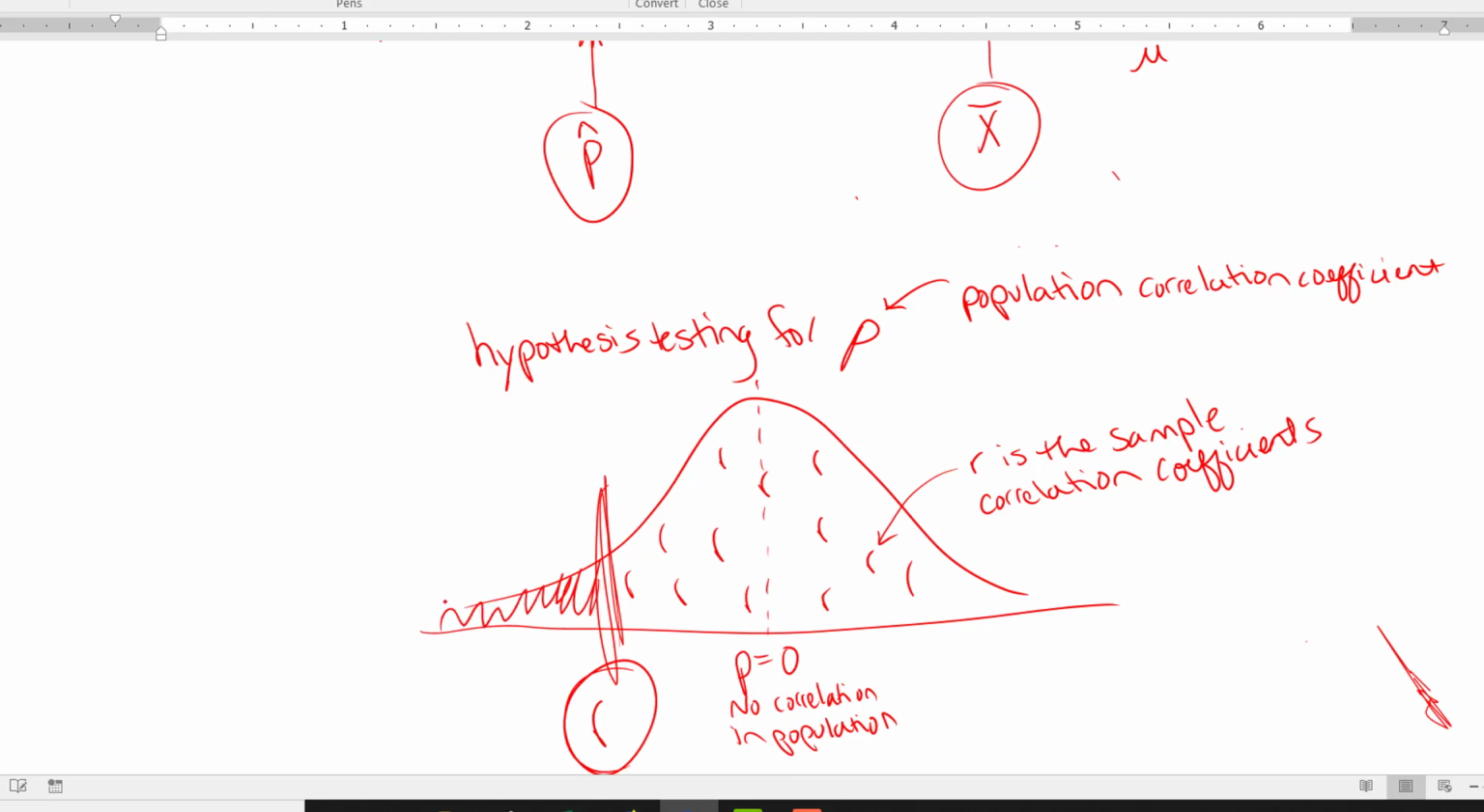And we say, does our p-value tell us that we think the null hypothesis is plausible, or does our p-value give us a lot of evidence against the null hypothesis? So it's really the same procedure, same thing. We're just doing it in relation to correlation coefficients.